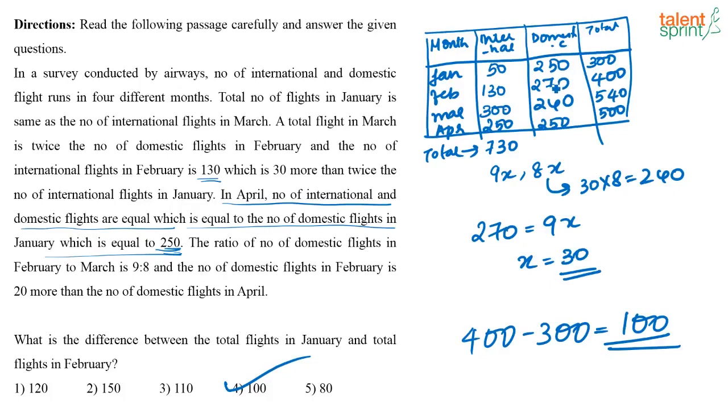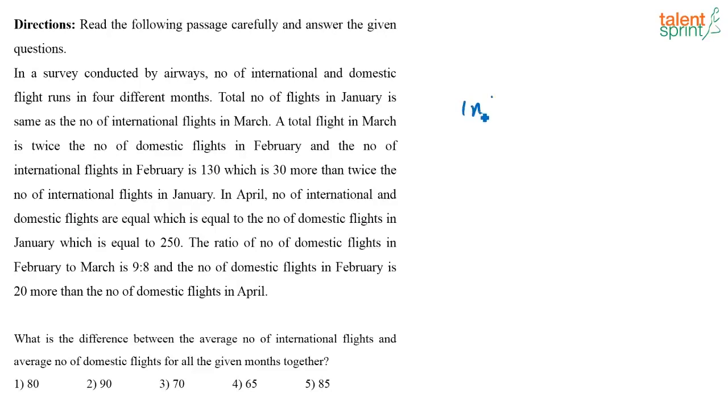Then you have 750 plus 200, that is 950. And 950 plus 40 plus 20, so 950 plus 60, that is 1010, right? So I'm just finding out the total number of international and domestic flights. International total, I have got as 730, domestic total, I have got as 1010, right? Now, what is the difference between the average, right?